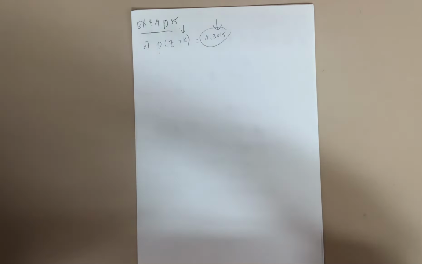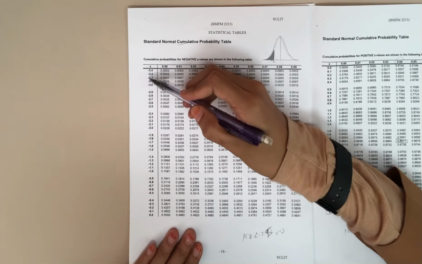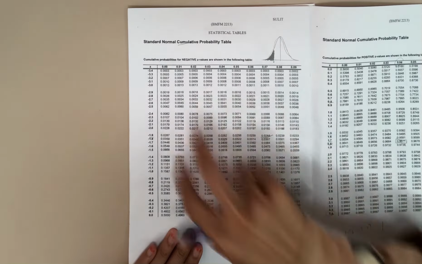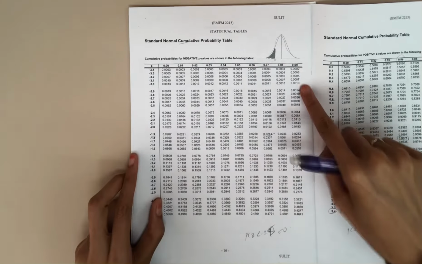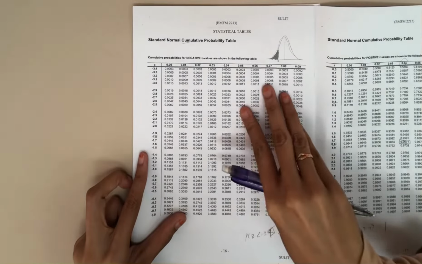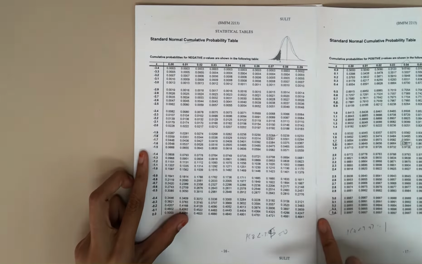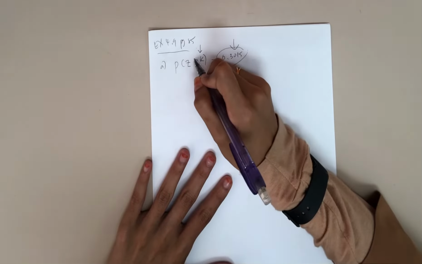Maksudnya kalau tadi example tadi kita dah diberi Z, we were given Z, then we want to find the probability inside here. But now it gives you the probability, so now we want to find Z. So kat sini kita kena tengok yang dalam ni untuk dapatkan jawapan kat tepi ni. Okay, so that one is different lah. Okay, so step dia sama je.